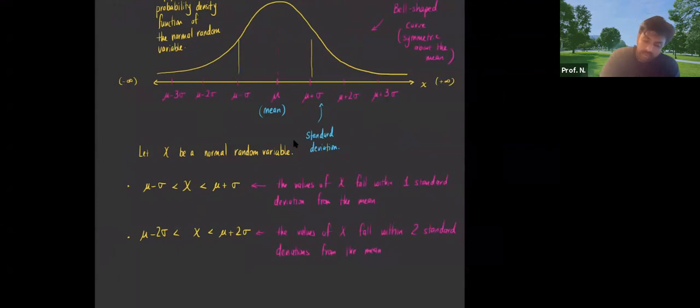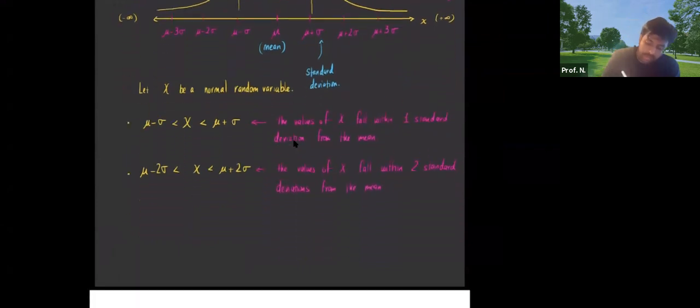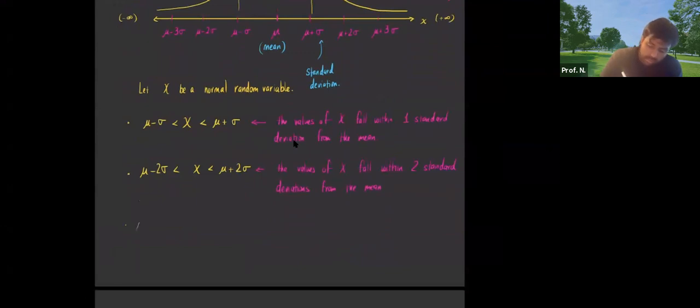Yeah, so let's do that. So this is, x is between mu minus 3 sigma and mu plus 3 sigma. And this indicates that the values of x fall within 3 standard deviations from the mean.